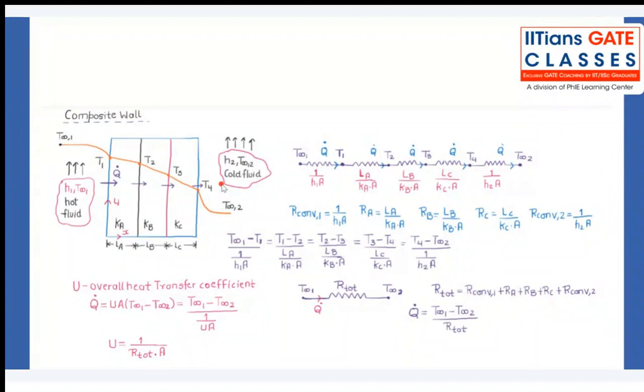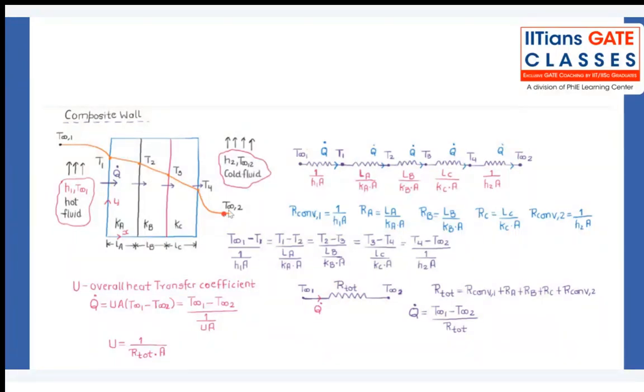But in this case, how does it happen? How does the energy get transferred? Now look at it. This is your hot fluid. Hot fluid is going to transfer the heat to this surface of the solid via convection. Once this energy comes via convection to the solid, it will be conduction through this solid, and again conduction through this solid. Now this is a hot surface, and this is a cold fluid. Again, heat is going to get transferred via convection.